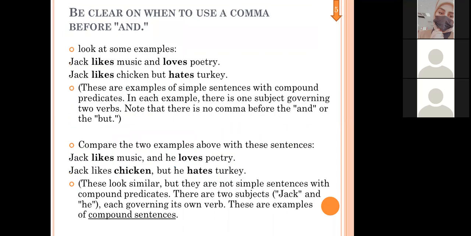Be clear on when to use a comma before and. Look at some examples. Jack likes music and loves poetry. Jack likes chicken but hates turkey. These are examples of simple sentences with compound predicates. In each example, there is one subject governing two verbs. Note that there is no comma before the and or the but.